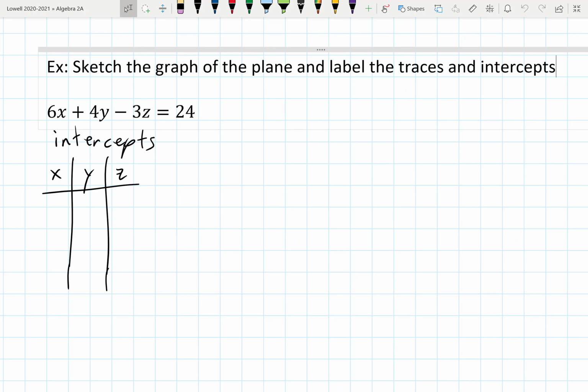Alrighty folks, in this video we are finally going to actually just take a plane and graph it. So here's our equation: 6x plus 4y minus 3z equals 24.